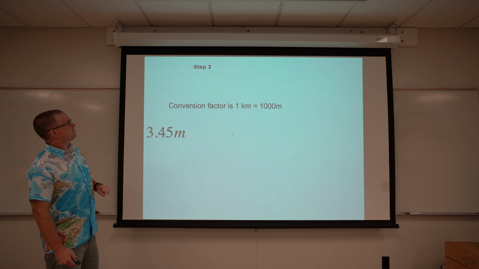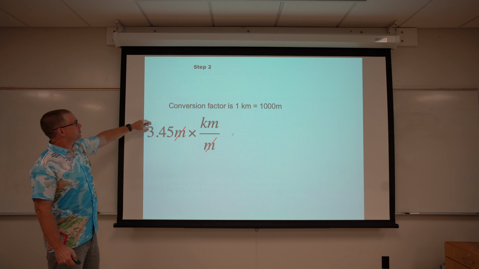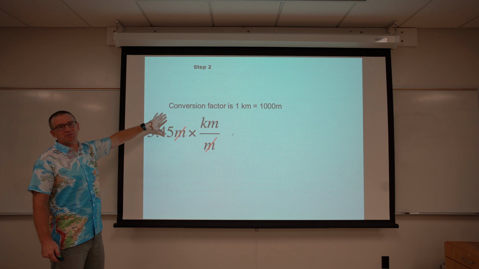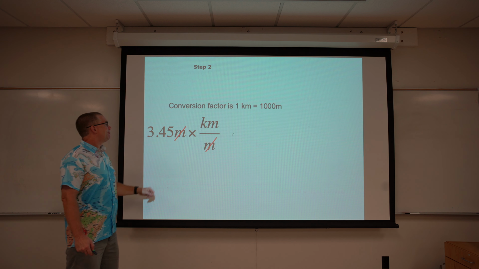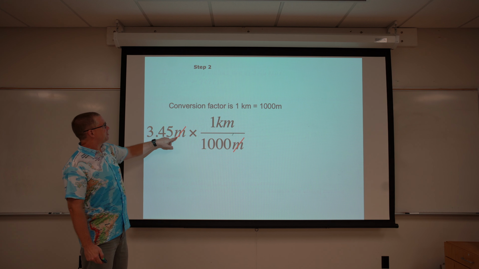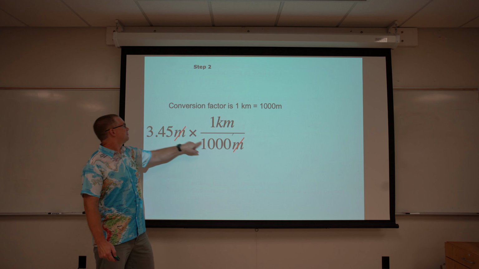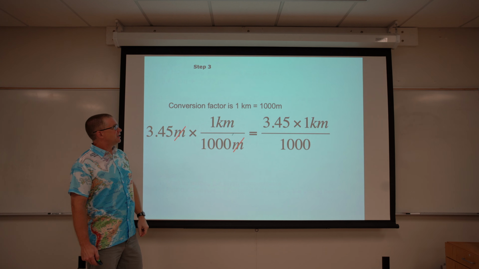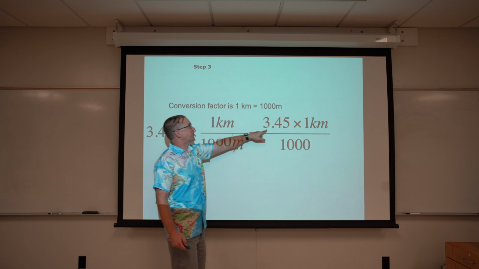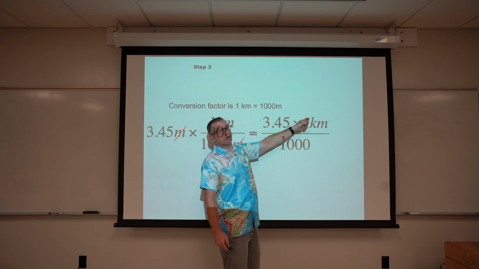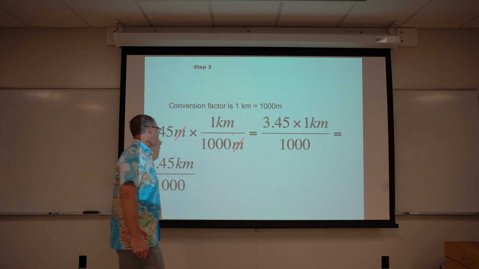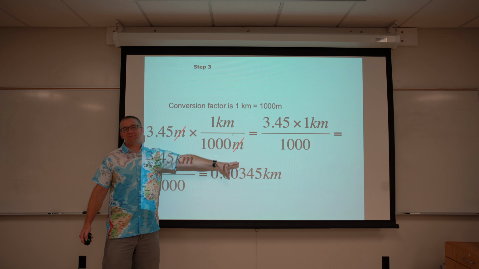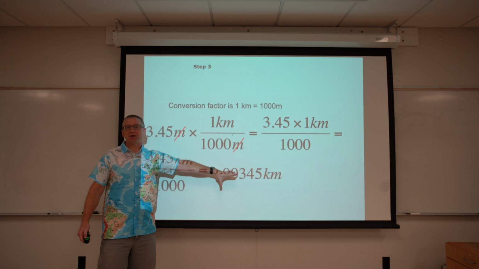So in this case, we wanted to find out how many kilometers in 3.45 meters. Again, this is straight from your handout. And so we start again with meters on the bottom, meters on the top here, 1 kilometer per 1,000 meters. You end up doing the math. 3.45 times 1 is just simply 3.45. So we divide that by 1,000, and our answer is 0.00345 kilometers. And that makes sense. It's a small number. It should be a small number.